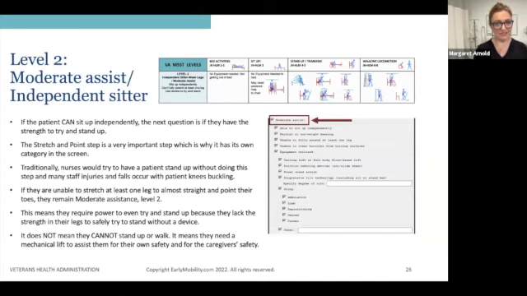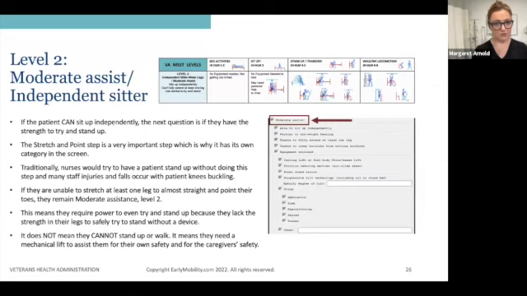Level 2, moderate assistance, independent sitter. Like we said in the video, if the patient is able to sit independently, the next question is, do they have the strength to try and stand up? The stretch and point is a very, very important step, which is why it has its own category in the screen. Traditionally, once a patient has sat, a nurse would try to have the patient stand without checking leg strength. This is where many staff injuries occur and many patients fall because their legs buckle when they go to stand.